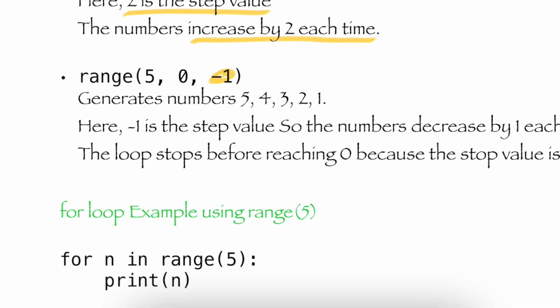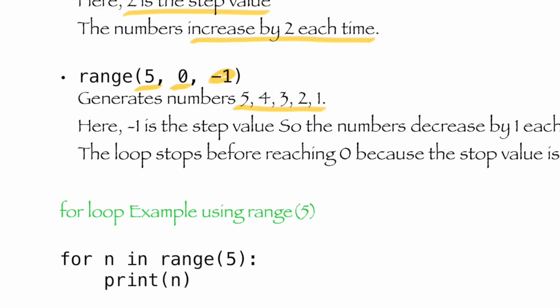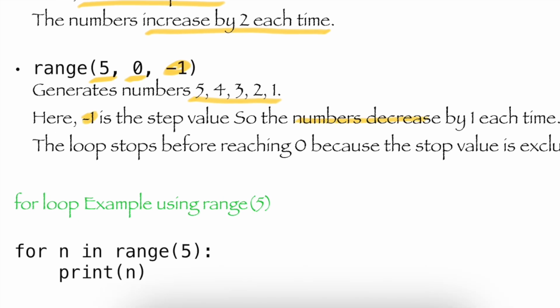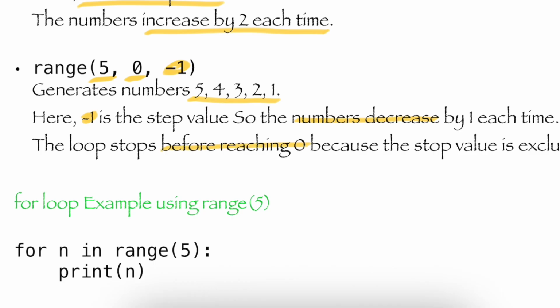Let's try a negative step value. Here, we have start value 5 and stop value 0. The step is -1. This generates numbers 5, 4, 3, 2, and 1. Here, the step is -1, so the numbers decrease. The loop stops before reaching 0 because the stop value is exclusive.